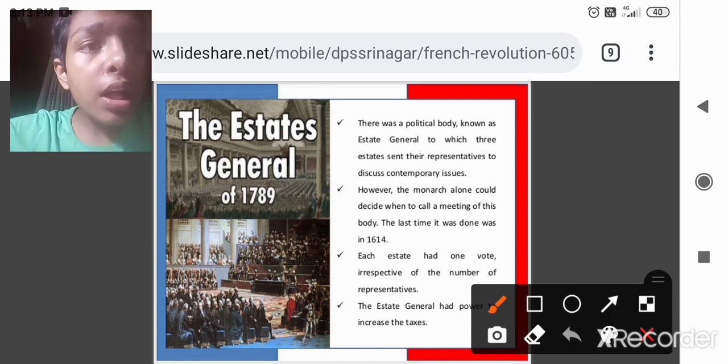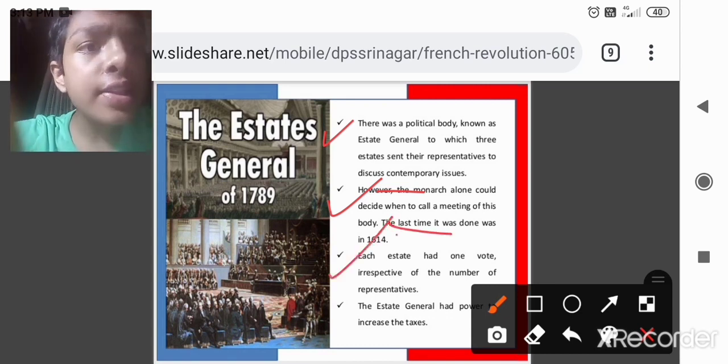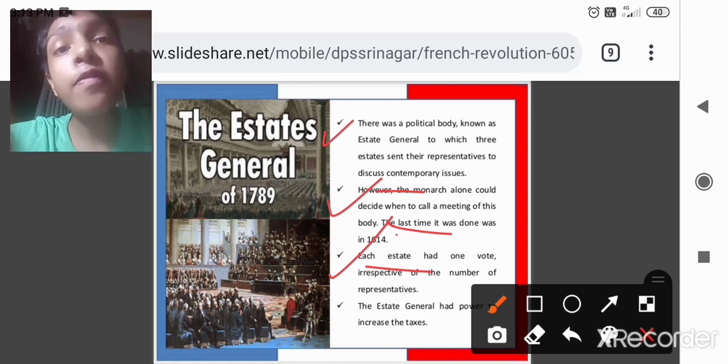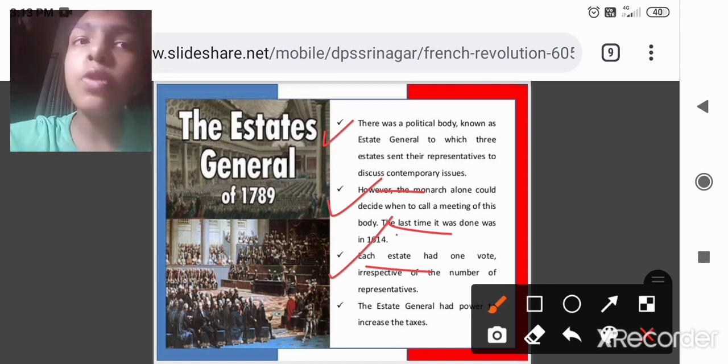So, however, this point is done. Now the monarch alone could decide when to call a meeting of this body. The last time it was done in 1614. Each estate had one vote irrespective of the number of representatives. Each estate has only one vote, no matter how many representatives there are.